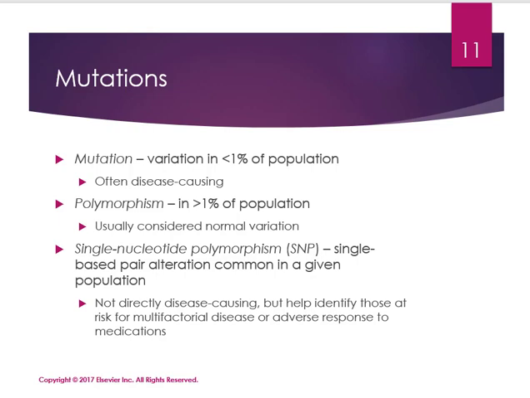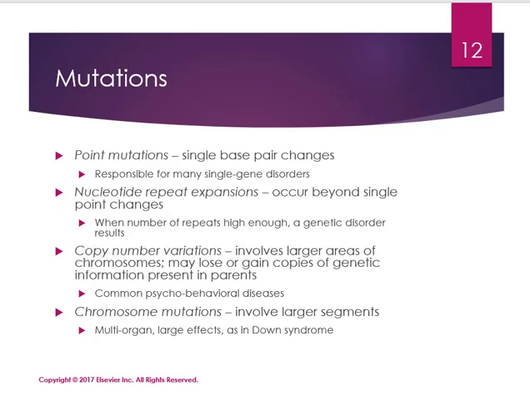There are single nucleotide polymorphisms, SNPs, which are single-base alterations. They're common, and they're not directly related to disease, but they can help identify those that are at risk for a multifactorial disease or an adverse response. Mutations can directly cause disorders, and they can be subclassified as point mutations, nucleotide repeat expansions, copy number variants, or chromosome mutations. So let's talk about those just for a moment.